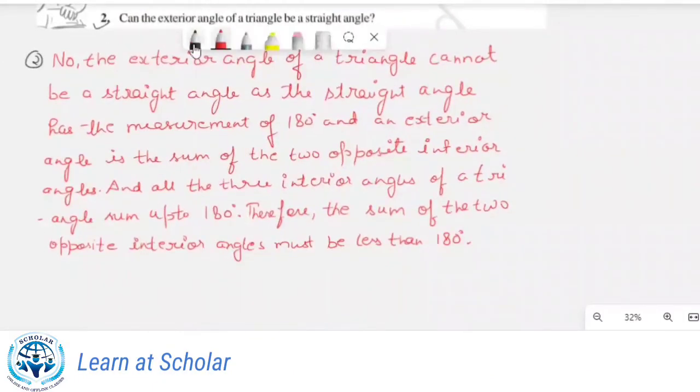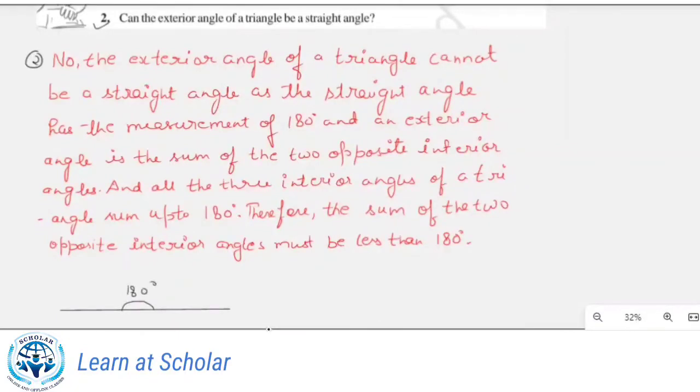During exam, write the full answer and add the figures also, so that the examiner gets the idea that you have understood the concepts well. The straight angle is of 180 degree and in a triangle all the three angles are of 180 degree. So the exterior angle cannot be of 180 degree, it must be less than, because it is the sum of only two angles. It must be less than 180 degree.